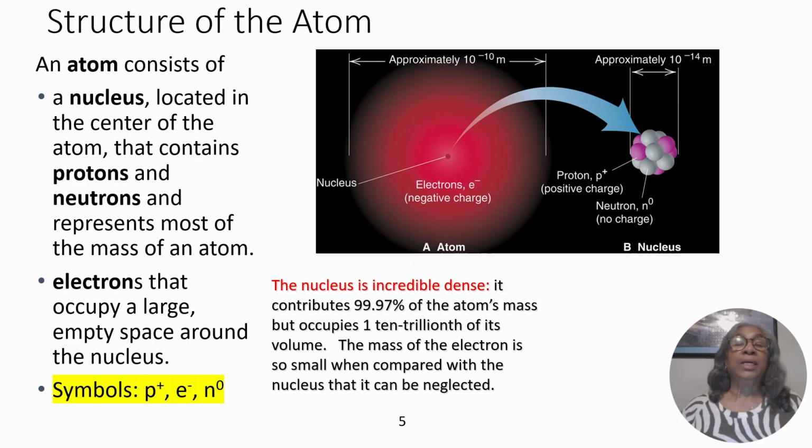The atom has the nucleus in the center. The nucleus is made of protons, which carry a plus charge, and neutrons, which have no charge. The vast majority of the atom is empty space that we call the electron cloud. This is where we have electrons, negatively charged particles.